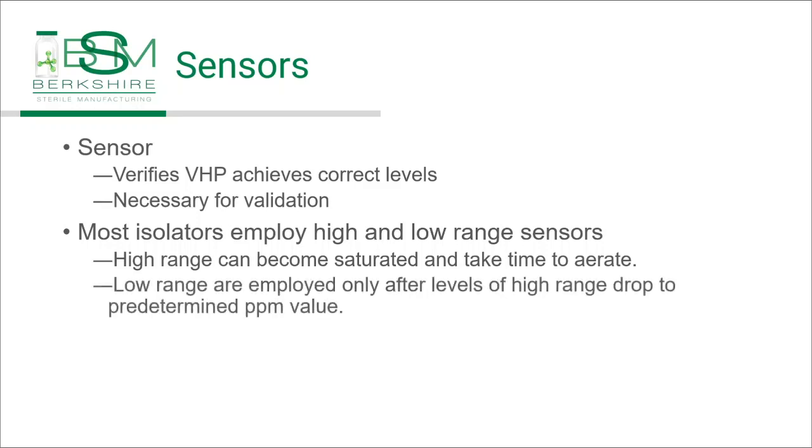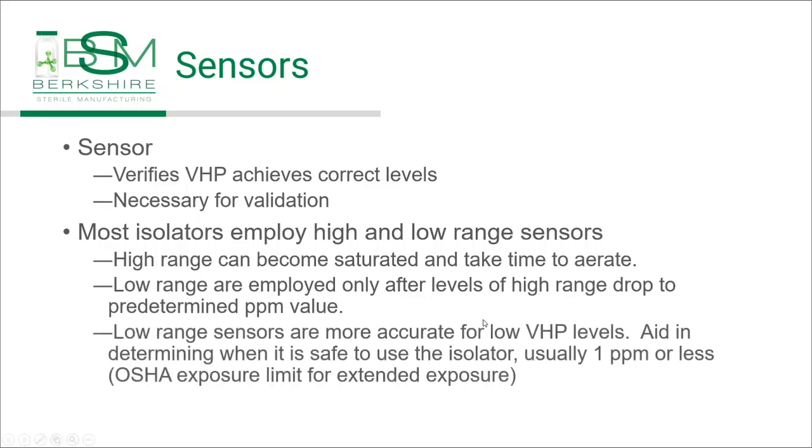Low range sensors are employed only after levels of a high range drop to a predetermined ppm value, usually about 50 to 75 ppm. The high range Dräger shuts off, and then the flow is diverted into the low range Dräger to follow the end of the aeration cycle. Low range sensors are more accurate for low VHP levels. They aid in determining when it's safe to use the isolator, usually 1 ppm or less.